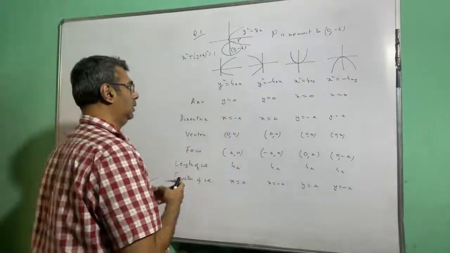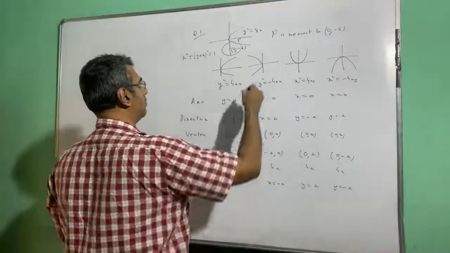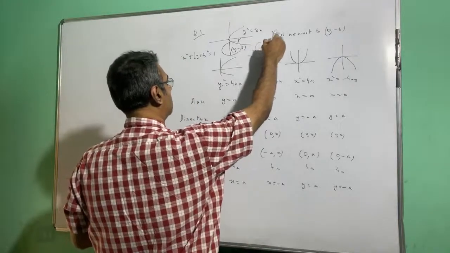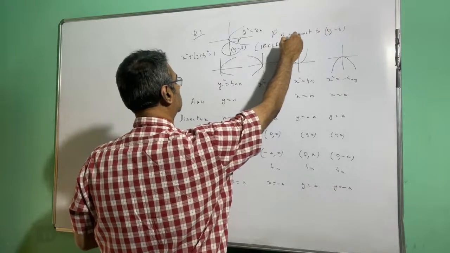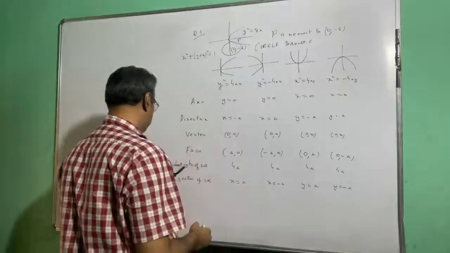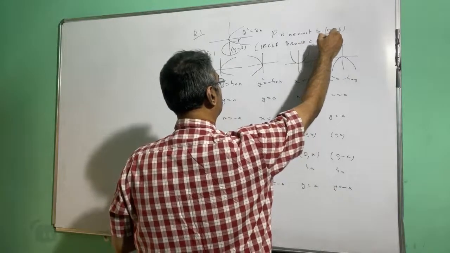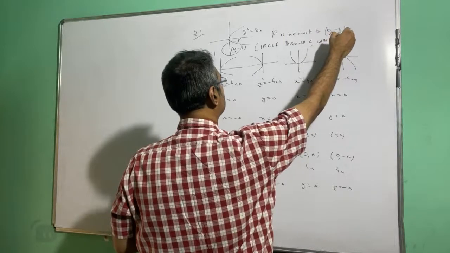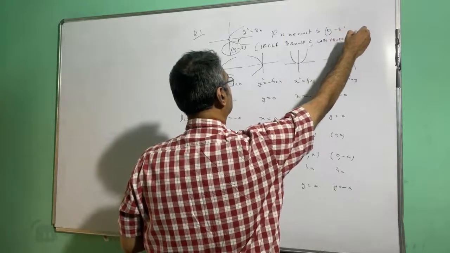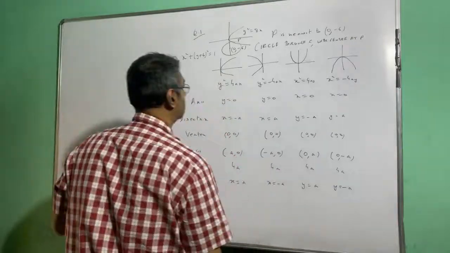So the question is, you have to find the circle through C and center at P.